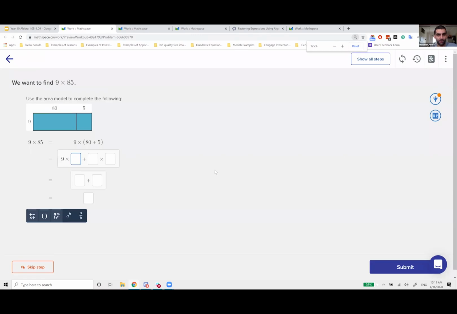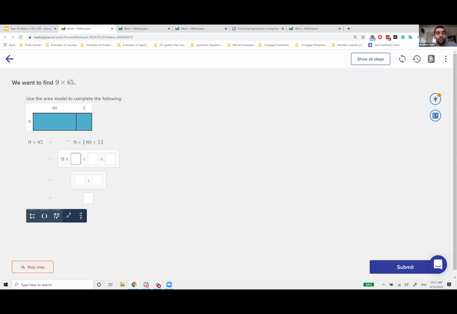Just make my screen a little bit bigger. Okay, you can think of it as, if I want to find the area of this big rectangle, the 9 times 85 rectangle, instead of making it one huge 9 by 85 rectangle, I'm going to split it up into 2 rectangles, a 9 by 80 and a 9 by 5. So that's going to be 5, and then the height is 9, right?